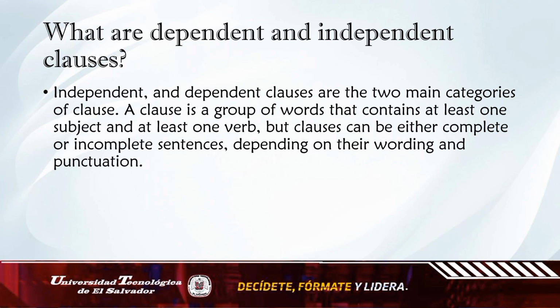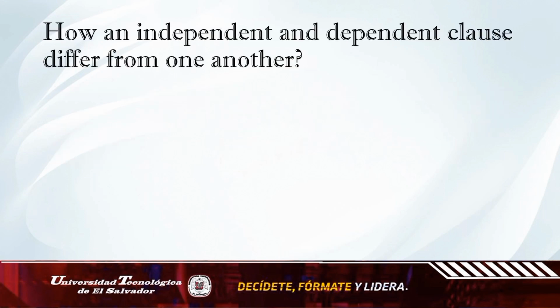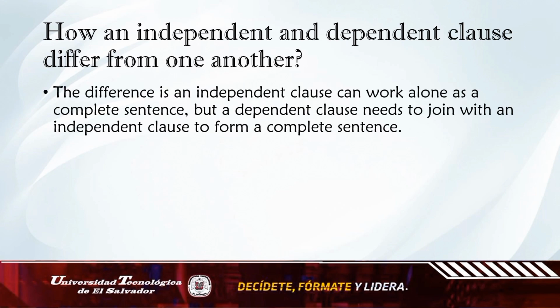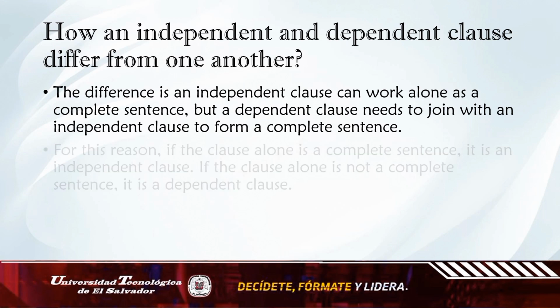A clause is a group of words that contains at least one subject and at least one verb, but clauses can be either complete or incomplete sentences, depending on their wording and punctuation. How do an independent and dependent clause differ from one another? An independent clause can work alone as a complete sentence, but a dependent clause, also known as a subordinate clause, needs to join with an independent clause to form a complete sentence.